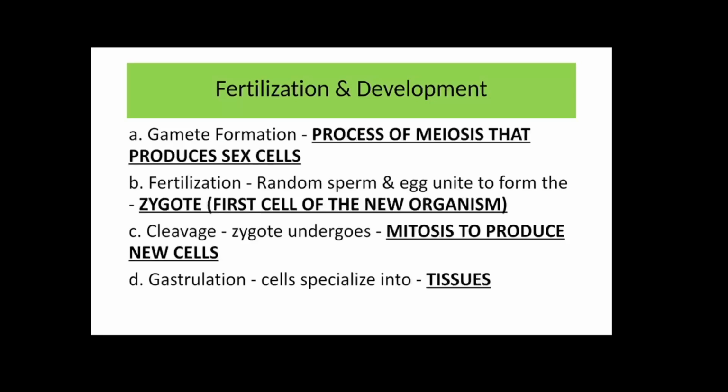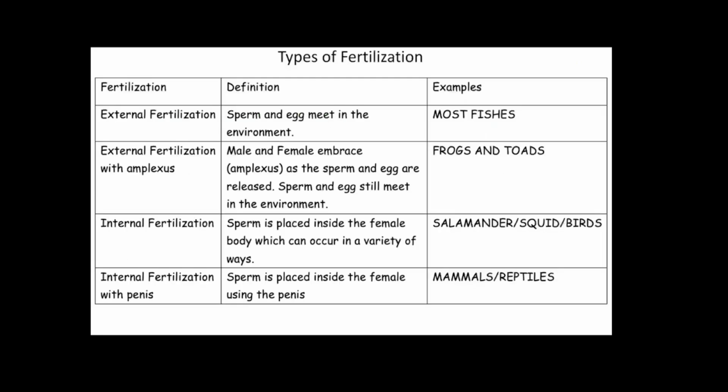And we call that first fusion, that fertilization, the zygote, or the first cell of a new organism. And then we talk about cleavage. The zygote is going to undergo several cleavages, where new cells are going to be produced as it goes through differentiation. And then gastrulation, these cells are going to specialize into tissues and tissue layers.